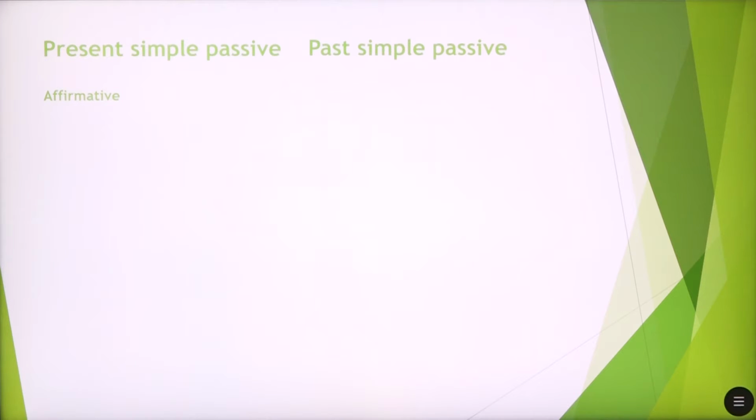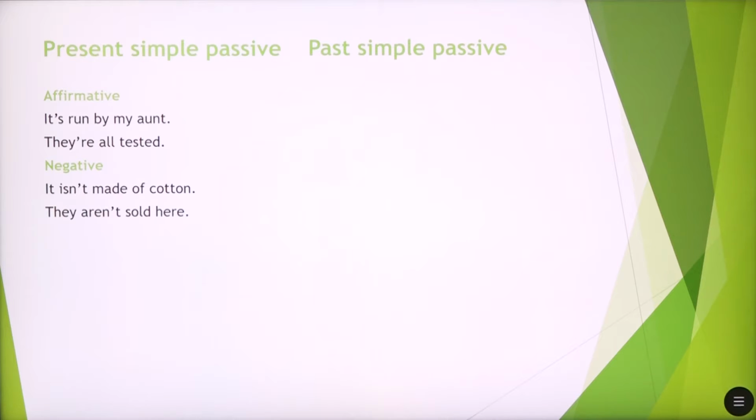The affirmative form, the order of the affirmative form should be like this. It's run by my aunt. They're all tested. The negative form. It isn't made of cotton. They aren't sold here. So whenever we use the negative form, we should add the negative not, of course.